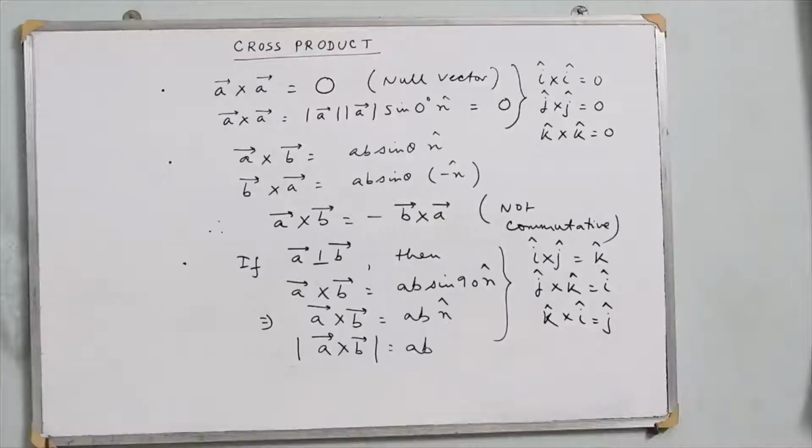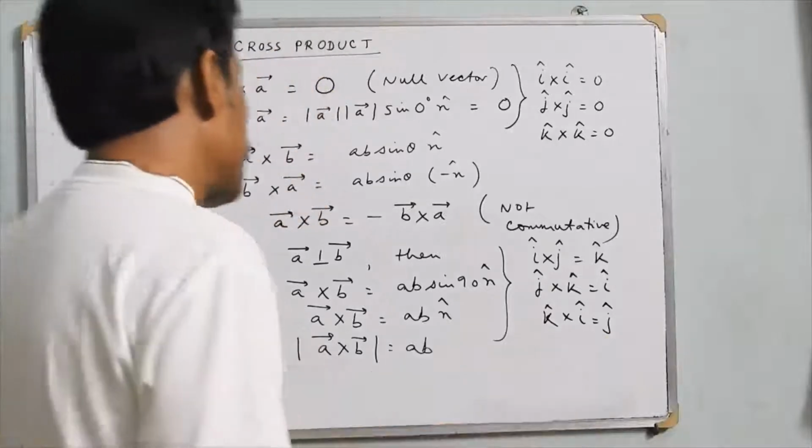Obviously, if you take the opposite, that means if you take j cross i, you will get minus k hat. If you take k cross j, you will get minus i hat. And if you take i cross k, you will get minus j hat.